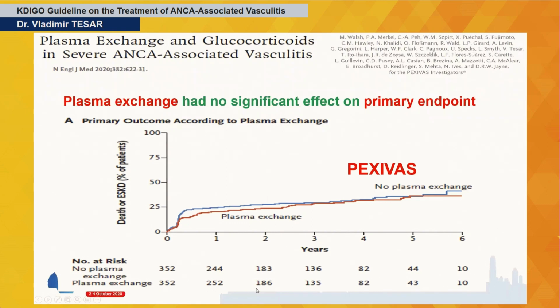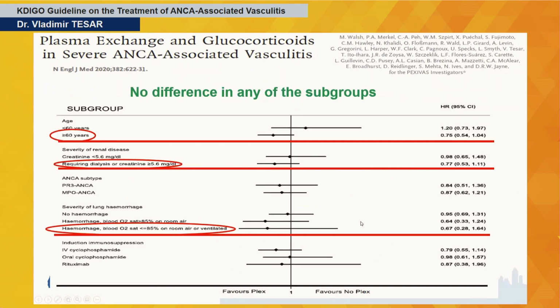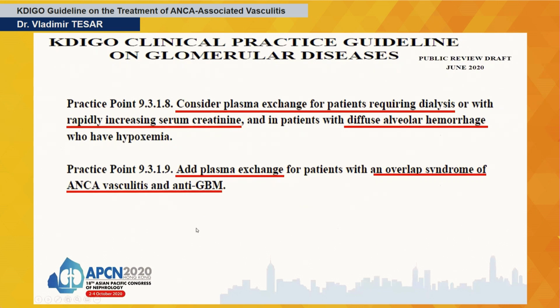But rather disappointingly, plasma exchange had no significant effect on the primary endpoint, this mortality combined with end-stage renal disease. And there was no difference in any of the studied subgroups based on age, renal function, or the presence of alveolar hemorrhage.